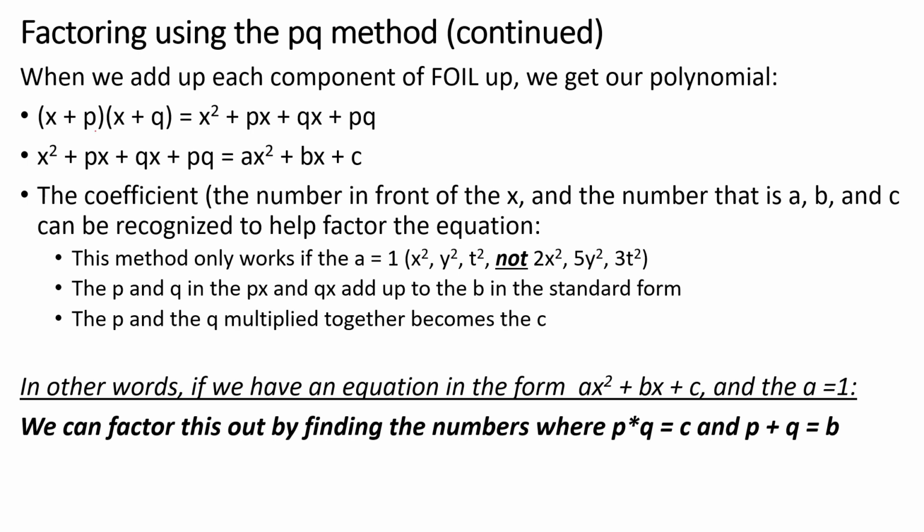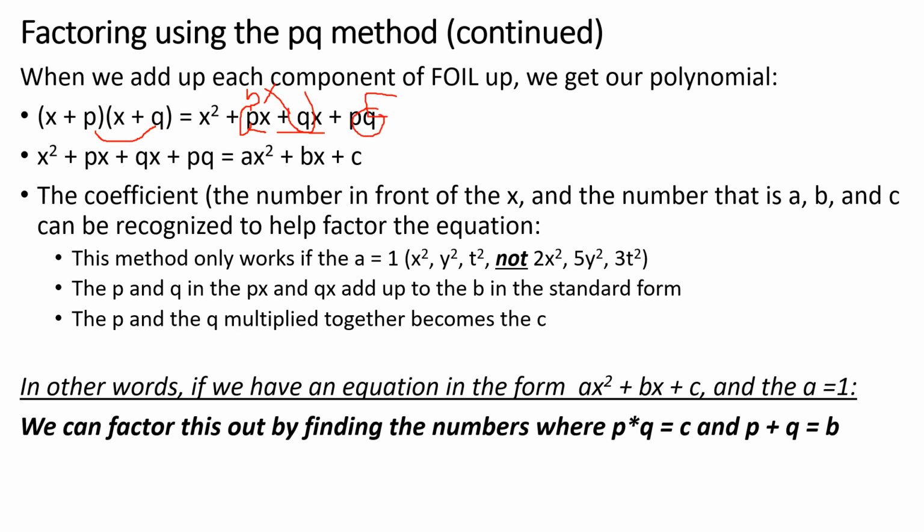Remember, my p times q is going to be my c. My bx is going to be my px plus my qx. So if we can find out the component for whatever p plus q is in relation to p times q, we can factor this out.